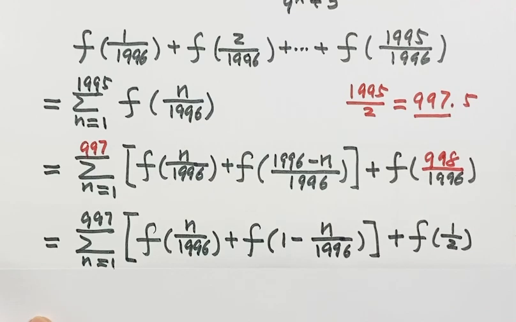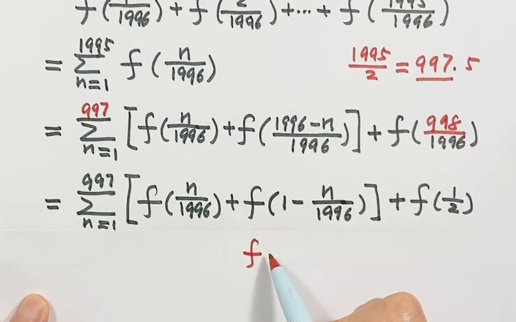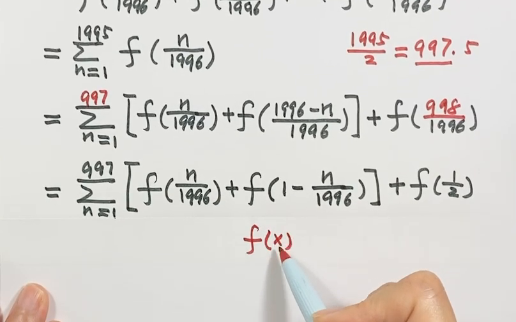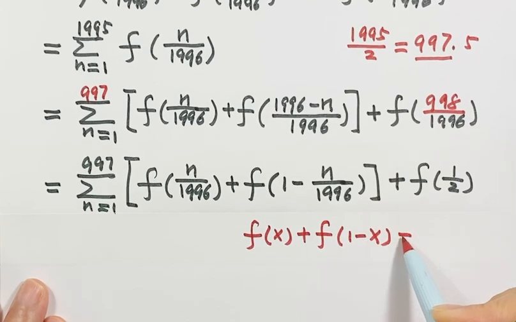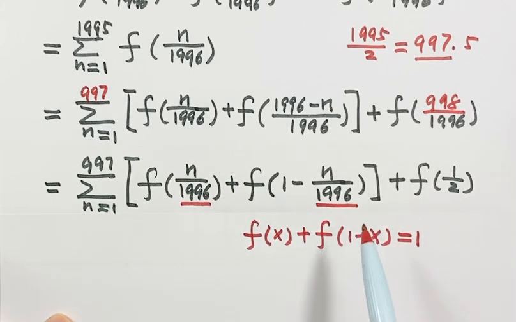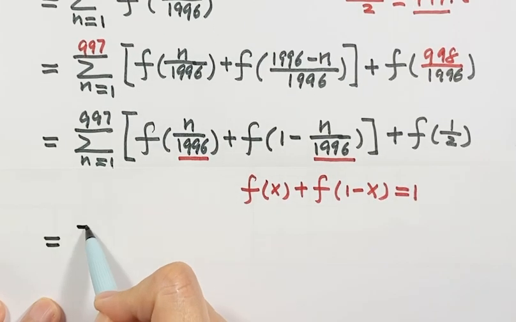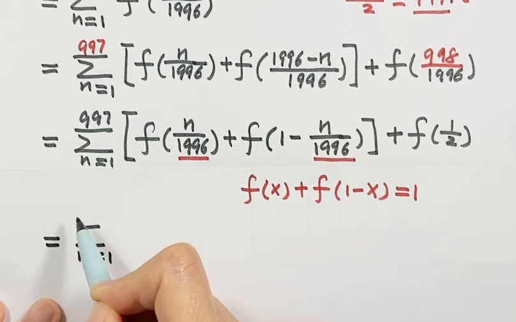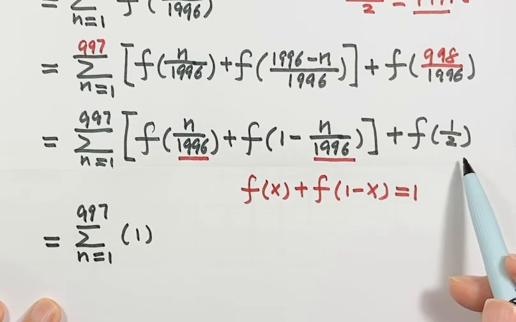Now let's write down the result we got from above: f of x plus f of 1 minus x equals 1. We're going to use this here. You see, this is x and this is 1 minus x. That's why the inside of the bracket just equals 1. So the sum, the inside is just 1.